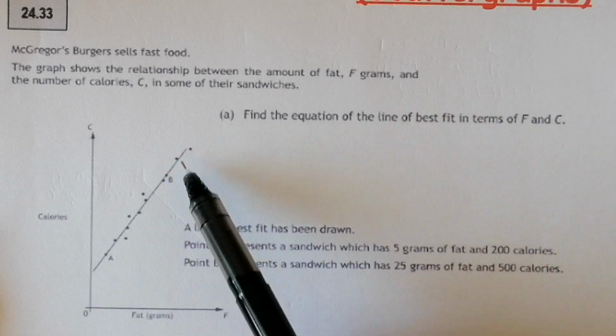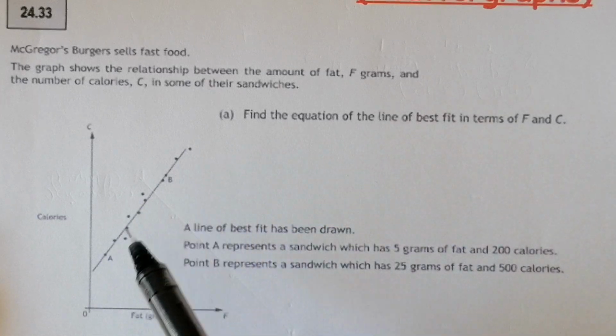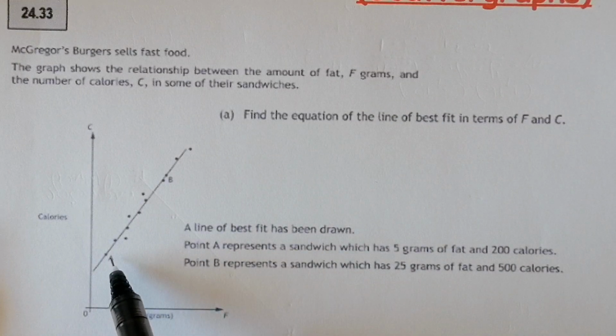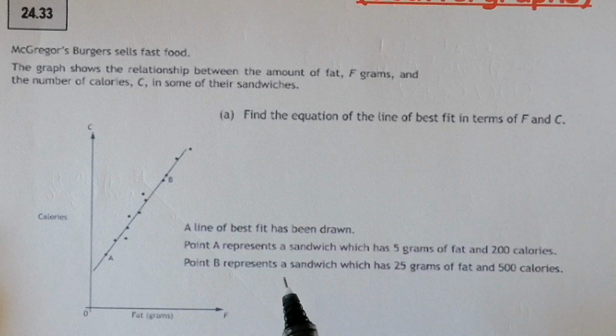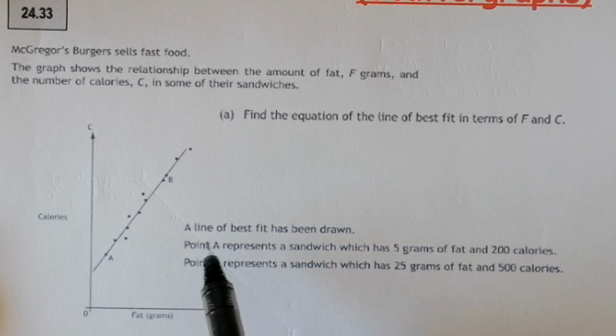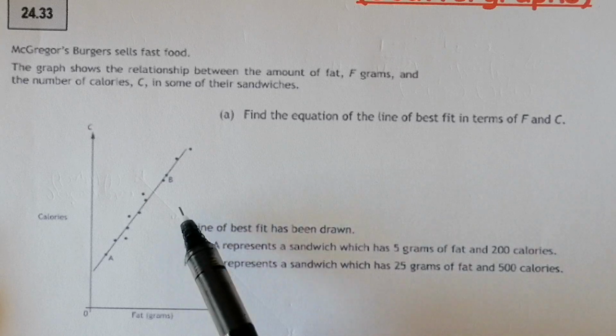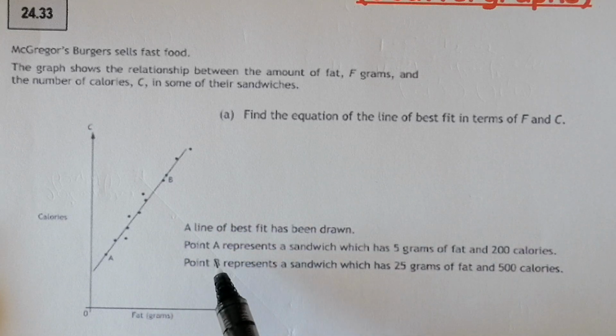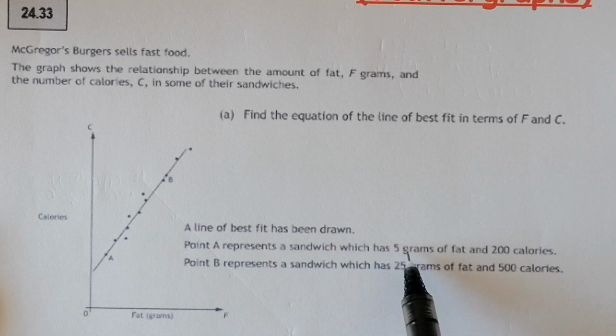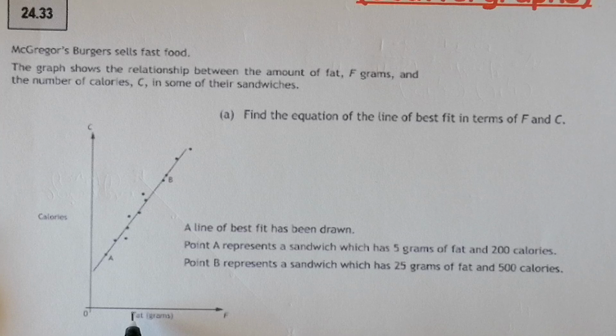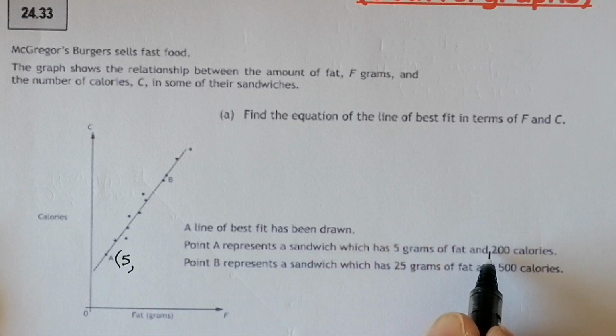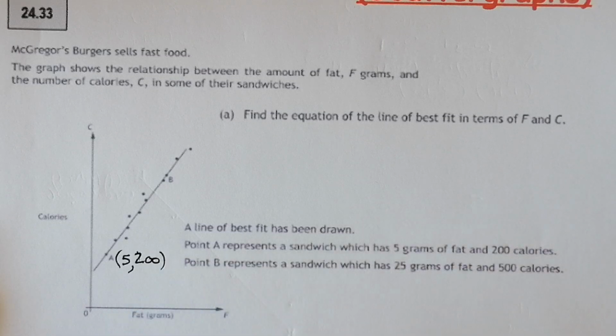Okay, so we've got a number of points scattered around here. We've got 2 points that we've been given on the line, point A and point B, and some more information that's going to help us answer this question. So we've got a line of best fit drawn, and this is a general way that you'll see it in your exam. Point A represents a sandwich which has a fat content of 5 grams, 5 along in this direction, and 200 calories, so 200 up. I'm just going to write the coordinates of A beside it: 5 grams and 200 calories. That's for A.